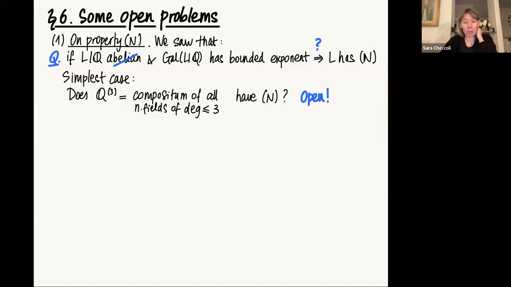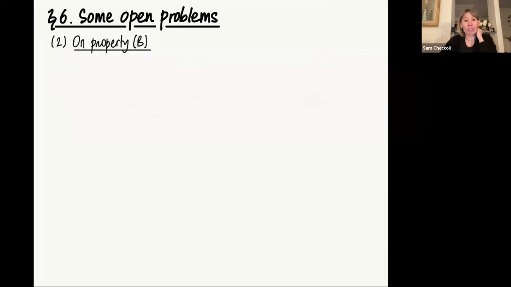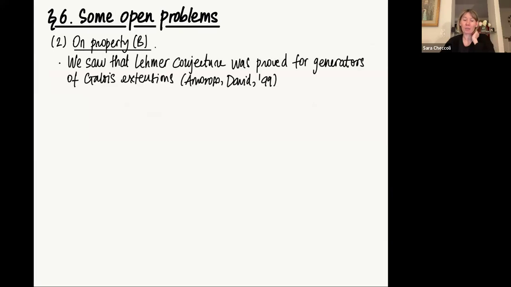Okay, so this was for property N, and for property B, there is a problem that I like a lot, and it is the following. Let me go back to the very beginning, to Lehmer's conjecture. I told you at the beginning that Lehmer's conjecture has been proved for generators of Galois extensions. This is a result of Amoroso and David.